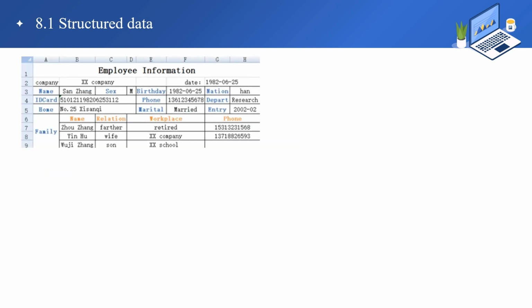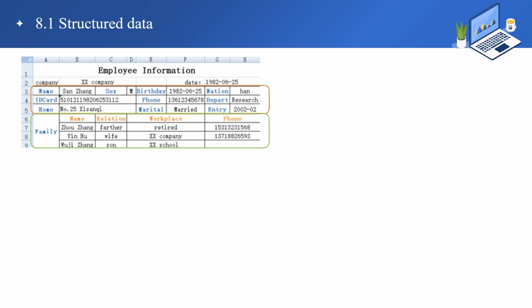Look at another table. Can we find structured data from here? In other words, can we extract things described by attributes? Yes, but there are two data tables here. The first is in the upper part, describing the basic information of an employee, and the fields include name, sex, birthday, nation, ID card, etc. The second is in the lower part, describing the employee's family members, and the fields include name, relation, workplace, and phone. Employees themselves and family members are two different things with different attributes.